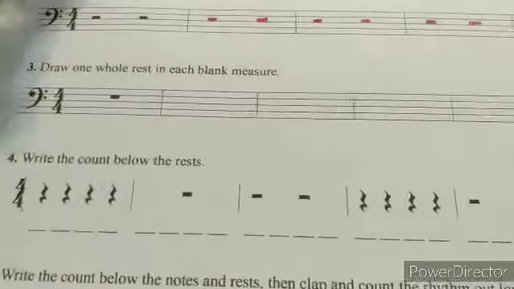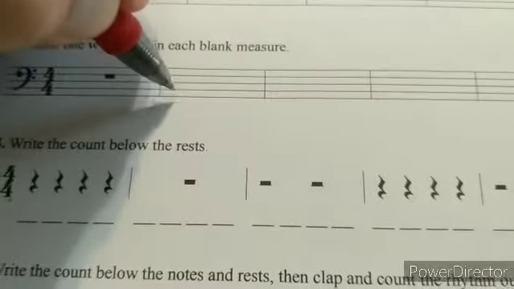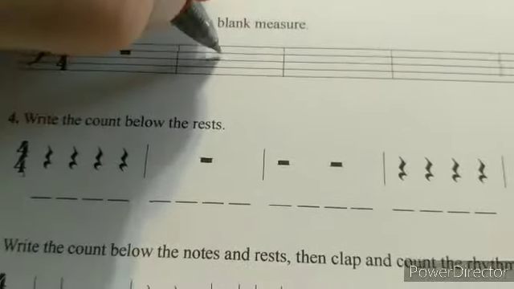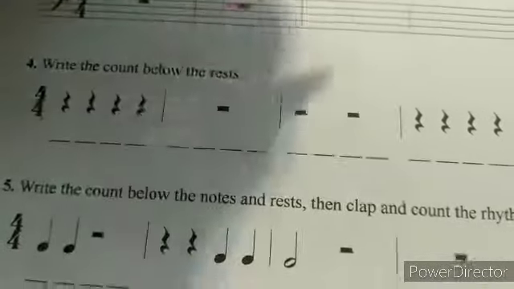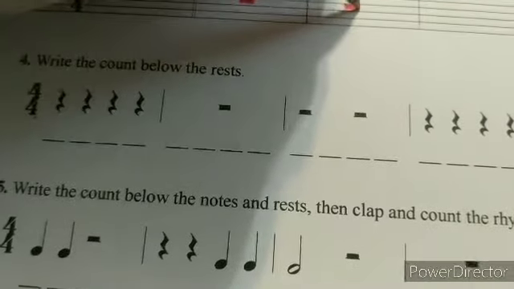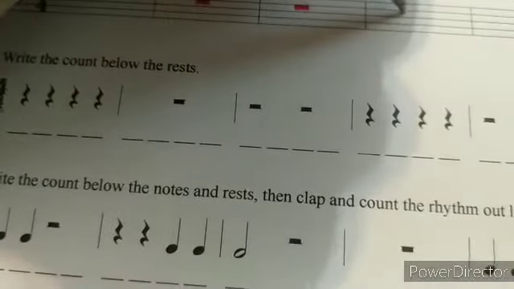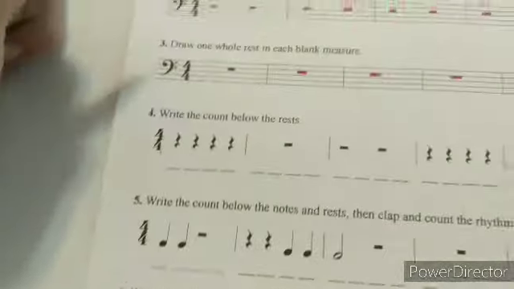Now the whole rest, not too difficult either. Find your fourth line, 1, 2, 3, 4, and draw a box underneath it. You'll only have one of these in a measure because these are worth 4 beats. So only one of these per measure, or 4 beats of silence.